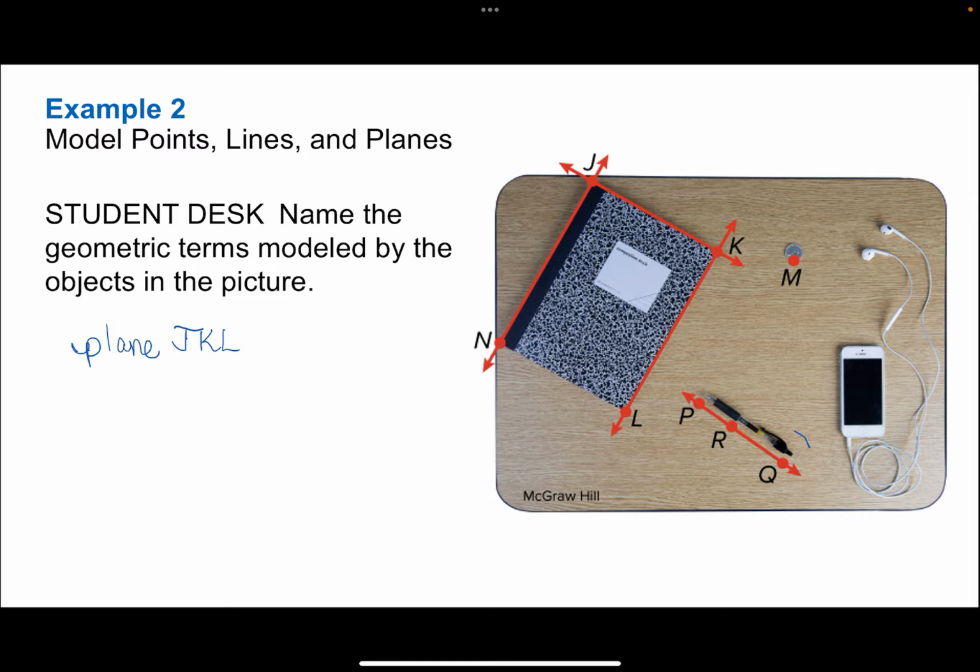Then we have this figure, this pen, and it's a line, so symbol, line, symbol on top. We could call it PR, we could call it PQ, we could call it QR, but when we name a line, we're naming it with 2 points, not 3. Always 2 points, not 3. And then finally, we have one more thing that's labeled. The coin is point, and there's no symbol for a point, so point M. And then we have a music device that we don't need to include because there are no points listed.